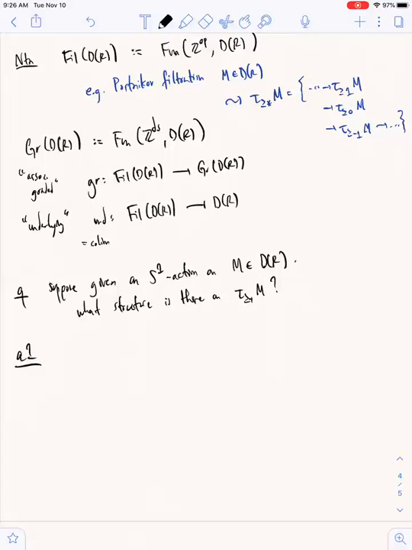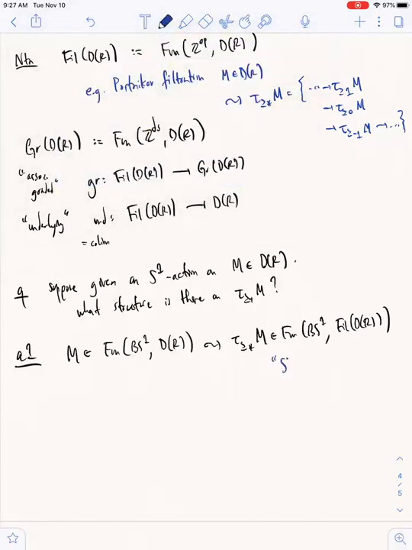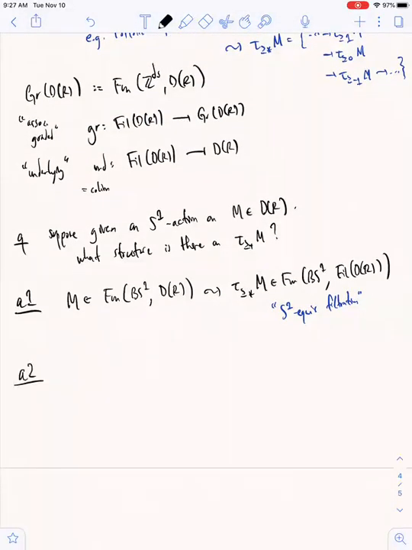So maybe a first answer, the most immediate answer. What is M? M is just, you can think of it as a diagram indexed by BS1. And so just by functoriality, the filtration is also going to be a diagram indexed by BS1. So the Postnikov filtration is also going to live as something indexed by BS1. In other words, just by functoriality of the Postnikov filtration, if I have an S1 action on M, then all the maps in the Postnikov tower are going to be S1 equivariant. So this is something you might call an S1-equivariant filtration.